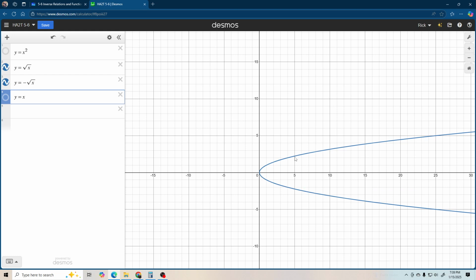So in other words, like here, if I was just looking at it, this looks like (5, 2.2), and then it would be (5, -2.2). So 5 can't be both of those in a function. So this wouldn't be a function.